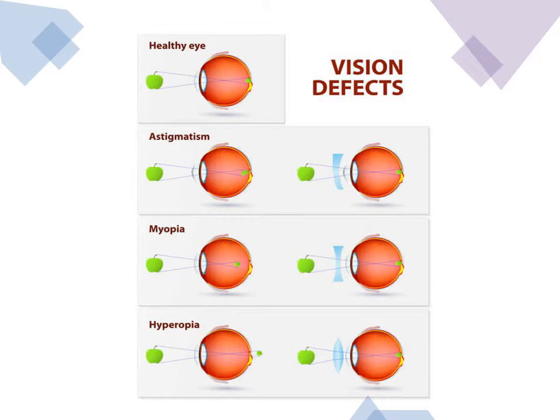In astigmatism, because of an irregularly shaped cornea, instead of forming one image onto the retina, multiple images are formed on the retina.